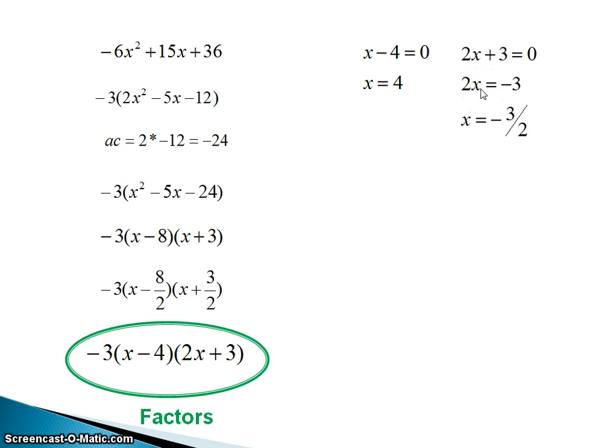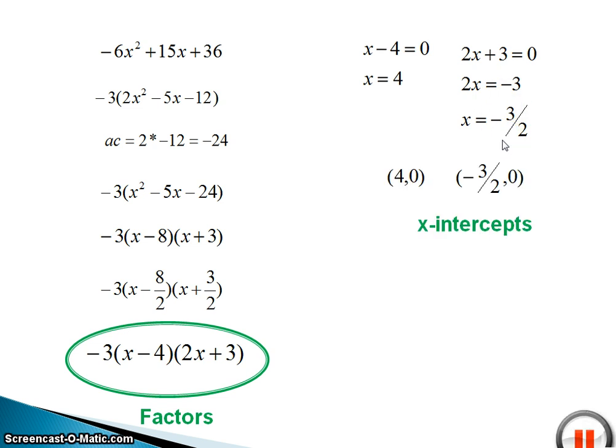In this case, I have to subtract 3 from both sides first, and then divide both sides by 2. And I end up with x is equal to negative 3 over 2. That gets me to my x-intercepts, or my roots, or solutions, or zeros. Those are all names for the x-intercepts of a quadratic: 4, 0, and negative 3 over 2, 0.